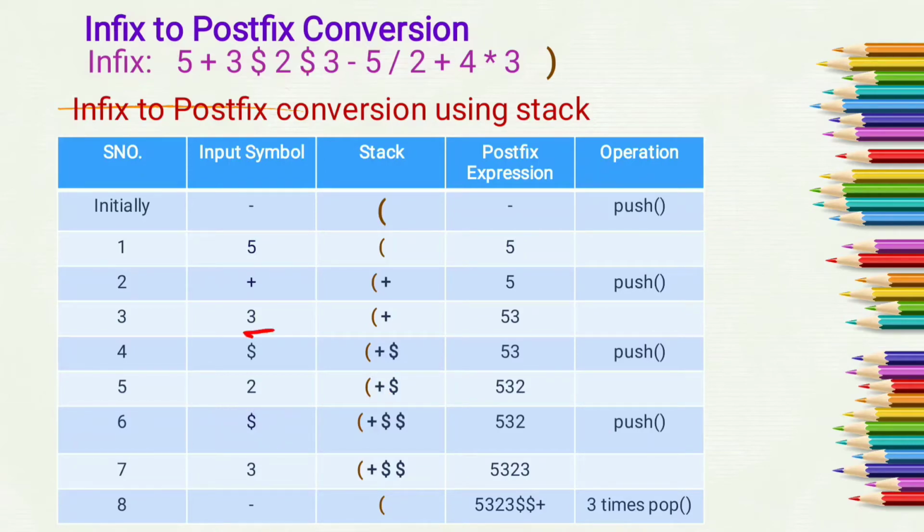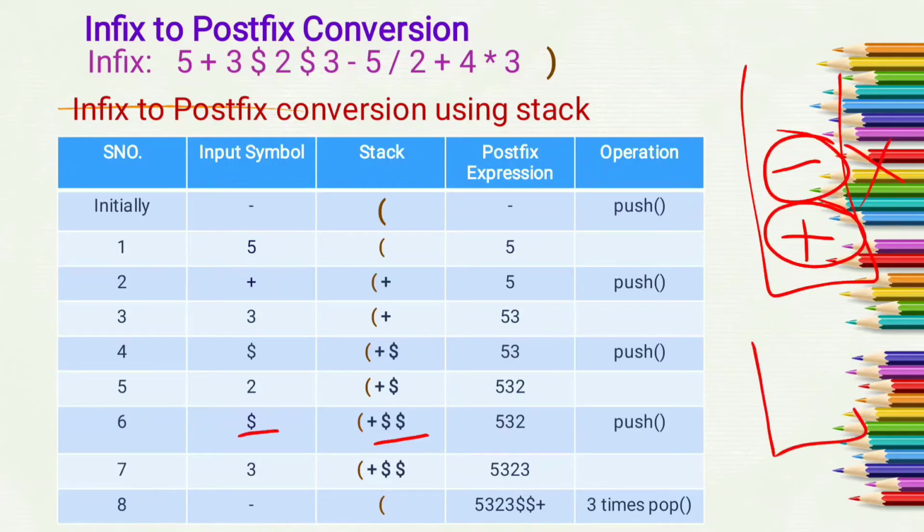Suppose here we have an input symbol minus and there is plus in the stack. As minus and plus both have the same precedence, minus cannot be pushed over plus. First we have to pop plus, then we can push minus into the stack, because both have the same precedence. Same precedence operators cannot be pushed over each other. This is wrong. First we have to pop plus, then we can push minus.